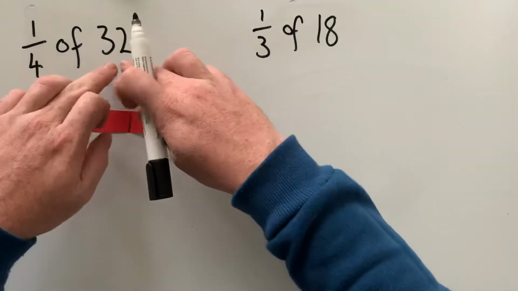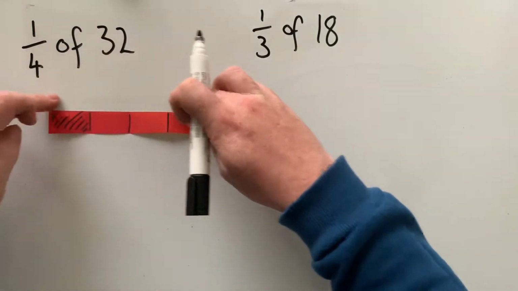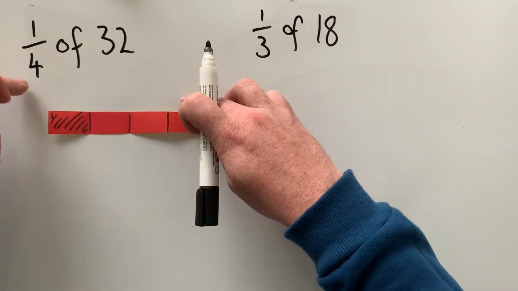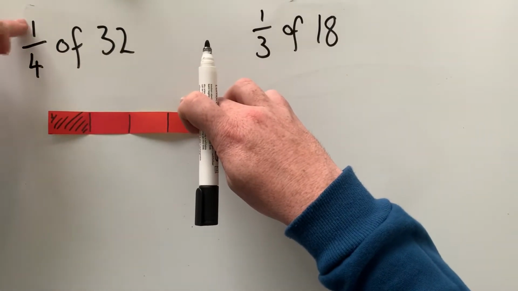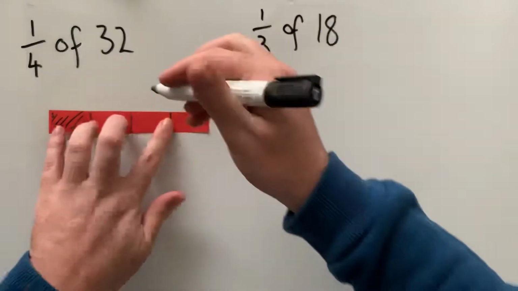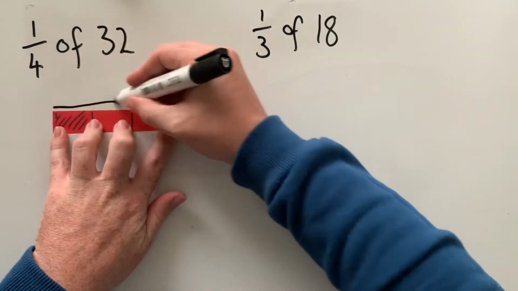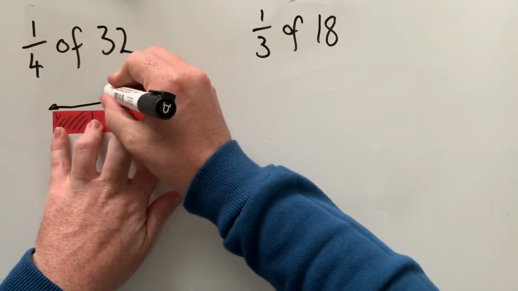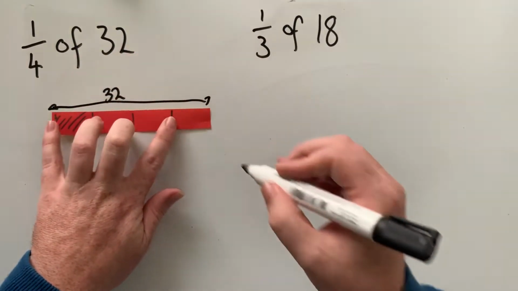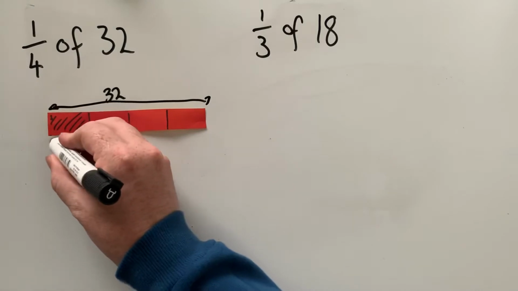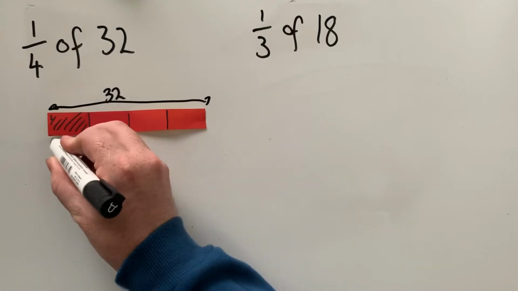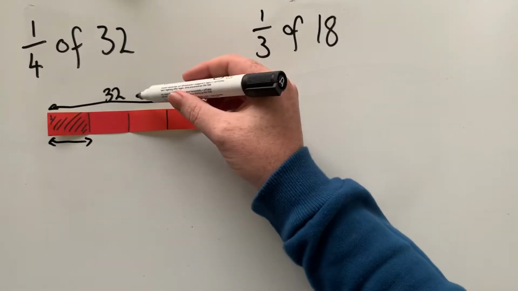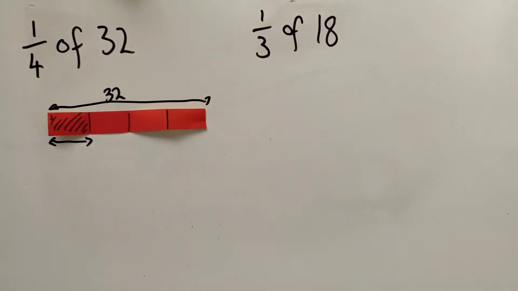So we're going to share the number 32 equally across 4 parts because that's the denominator. And then we're going to find out how much is in one group of those. So our total here is 32. Again, we need to find out how much is in just one part. So when we have the total and we have equal groups, we use division.